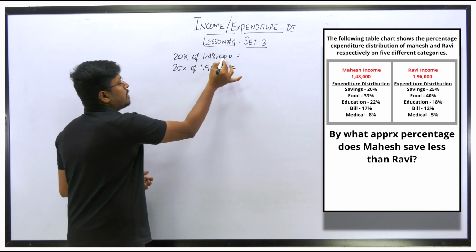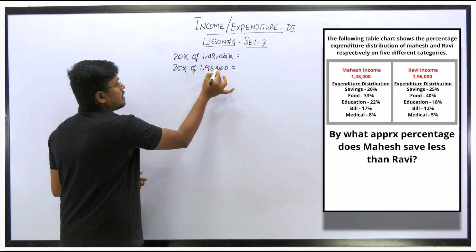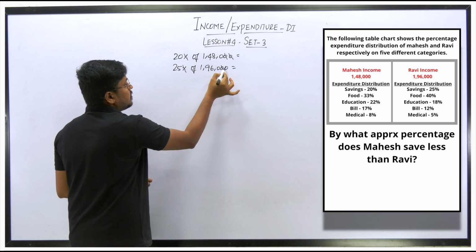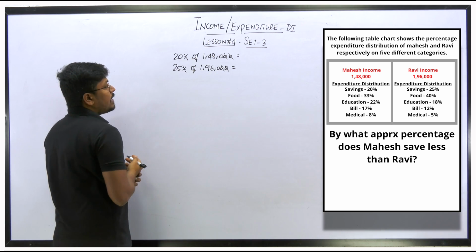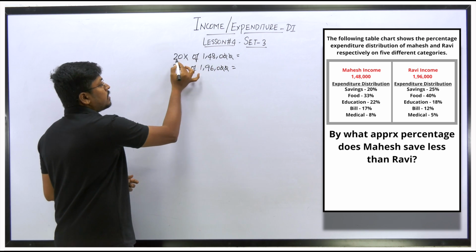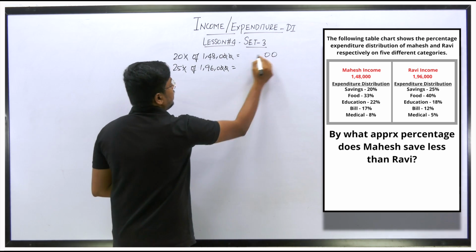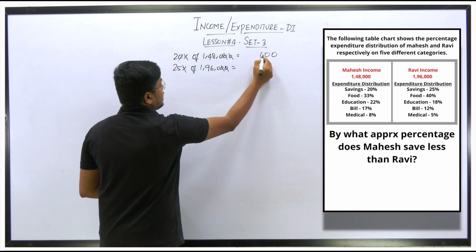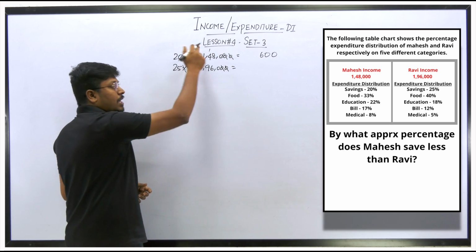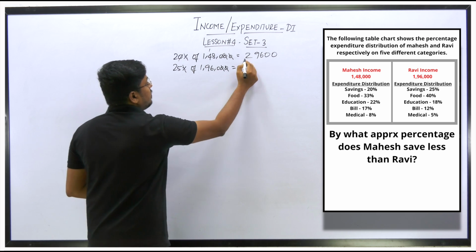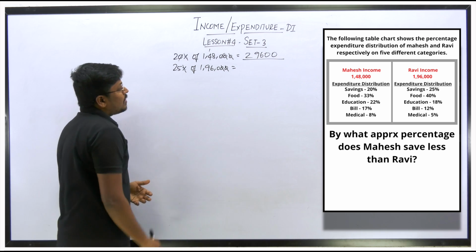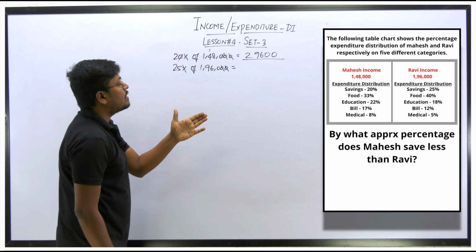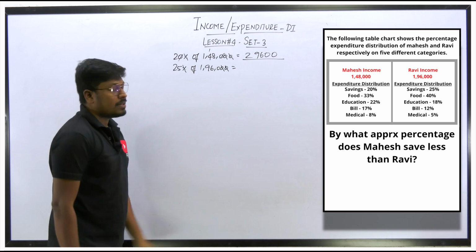So we can cancel the percentage 20 here, and cancel the percentage and 20 here, right? Now 20% of 1,48,000, I think we can write 00 here. 148 into 2: 8 2s are 16, remaining 1. 4 2s are 8, plus 1 is 9. So this will be 2. So 2 lakh, that is 29,600 will be the savings of the person Mahesh.